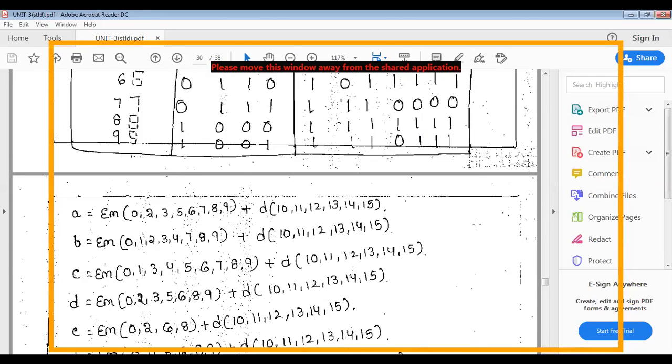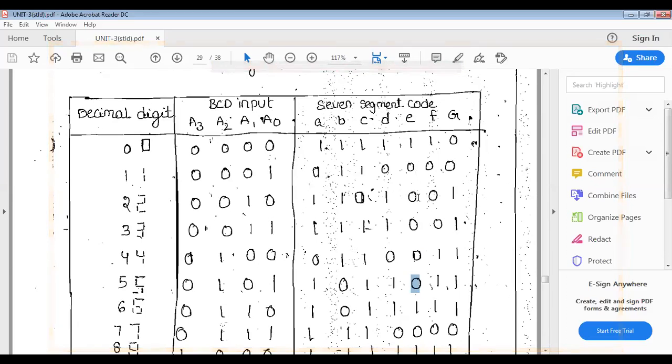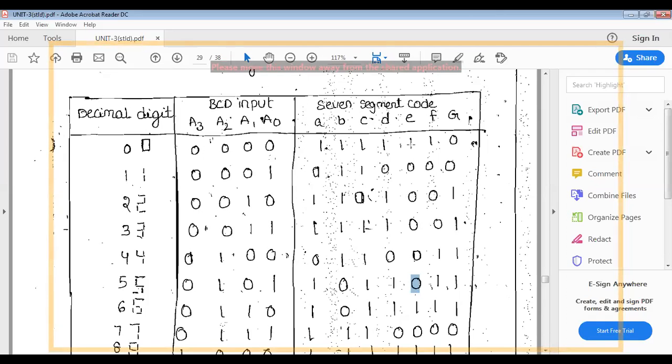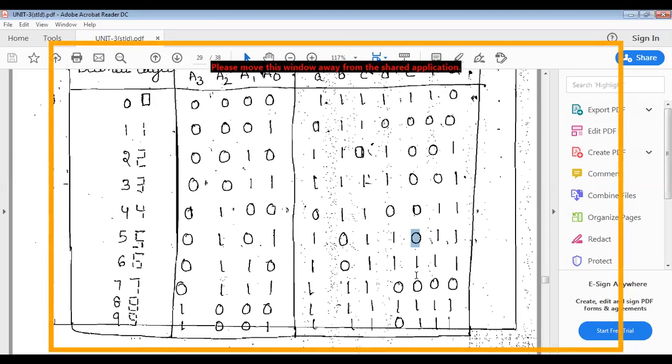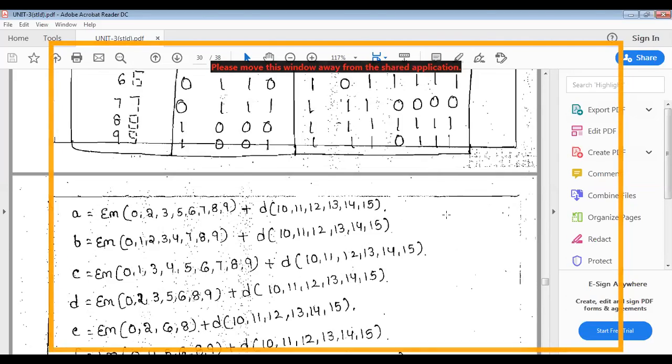And coming to the E value. For E, I told that to display it, E is not the 0, it is a 1. So what are the minterms to get here? 0, 2, and then 6, 8, 9. 0, 2, 6, 8, 9.